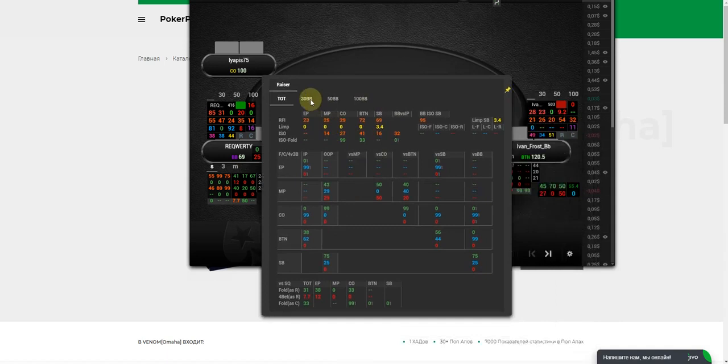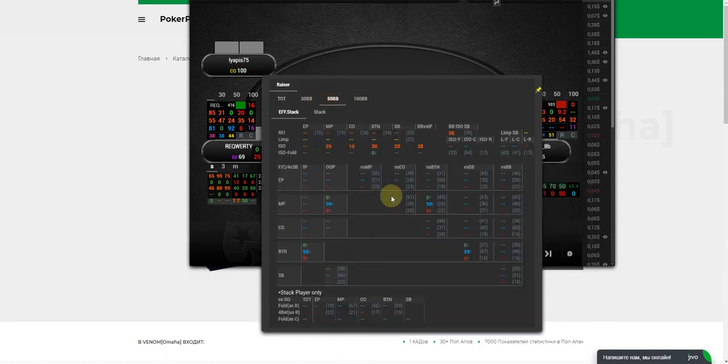Inside we can switch to a specific stack size, let's say 50 big blinds, and we see that this player does not play in 50 big blind stacks, so we choose 100 big blinds instead and look at how he plays at approximately this stack size. Or we can look at the situation when actually his stack is 100 big blinds by clicking on this tab.